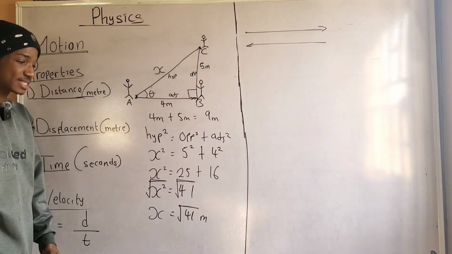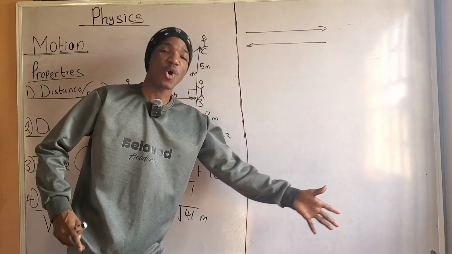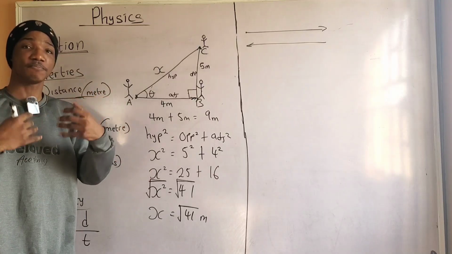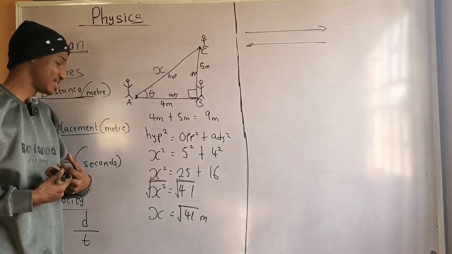Velocity will tell you the distance I covered all over the time taken to cover that distance, and that will give you the velocity of my motion. Are you getting it? So that is it.